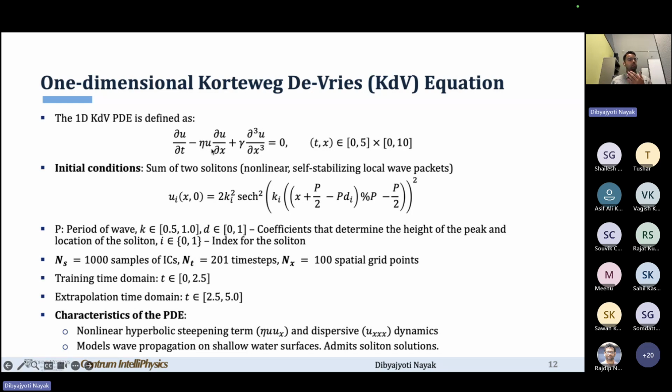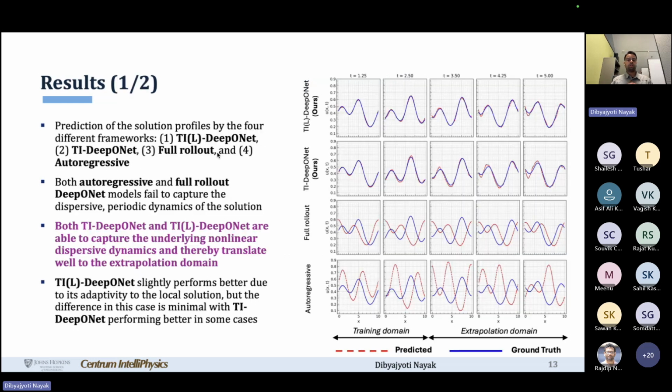Some remarks about the PDE. This is also a nonlinear PDE where you have this nonlinear hyperbolic term. This term, minus eta u u_x, basically gives rise to some sort of steep dynamics. And this third order spatial derivative that you see sitting here contributes to the dispersive nature of the PDE, the wave-like propagation that I told you about. Now let us look at the results. Again, we do a similar comparison between the four different frameworks, for one of the test samples. In this case, what we observed was that in both the DeepONet full rollout and DeepONet autoregressive cases, the underlying nonlinear dispersive periodic dynamics, which the KdV equation has, was not captured well by both the full rollout and the autoregressive.